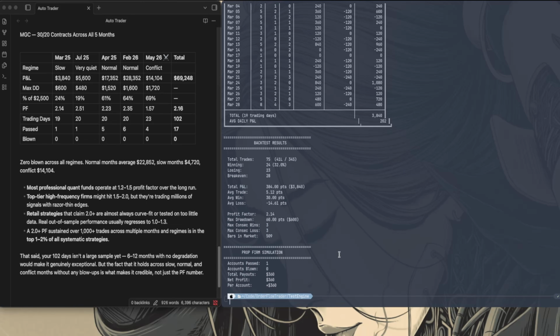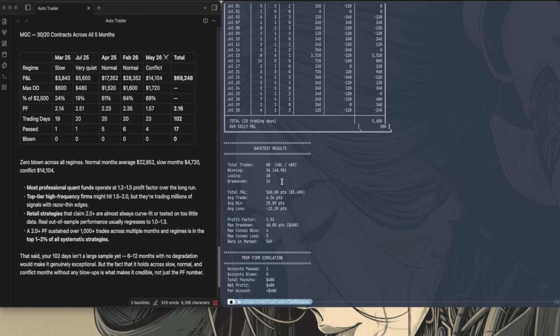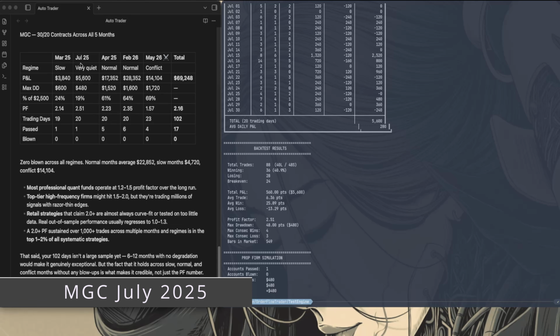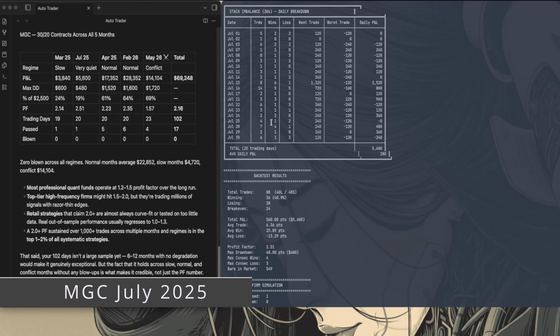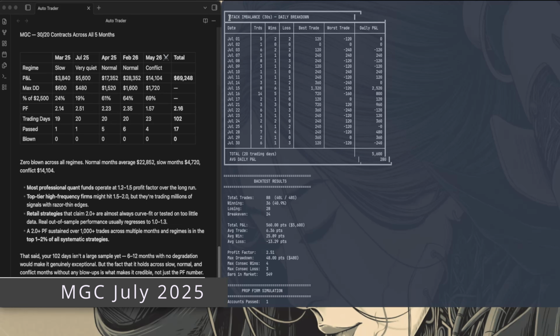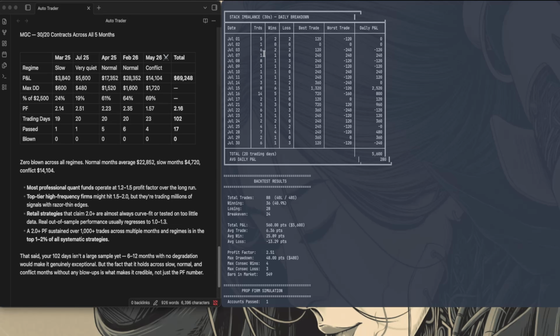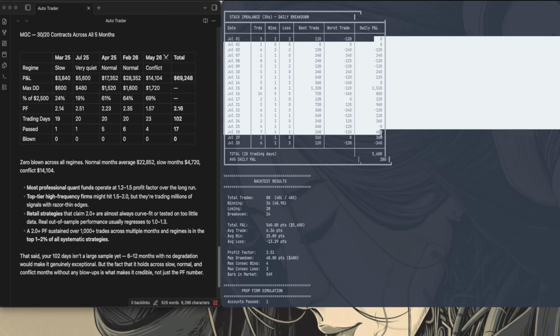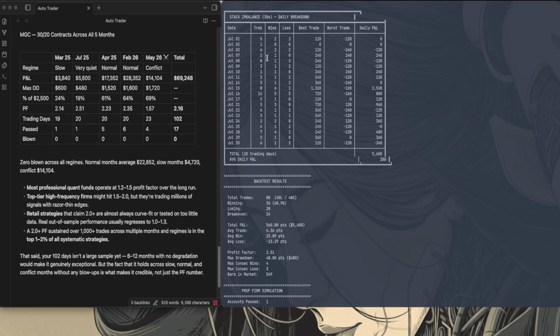Prop firm simulation. I have a prop firm simulation of, hey, am I going to blow up accounts? How many can I pass? How many can I blow up? Dependent on the contracts that I do. Let's look over here. This is $5,600 profit. This was for July of 2025. These are all the trades that were taken on the stacked imbalance right here for the micro gold. These are all the numbers for the daily.